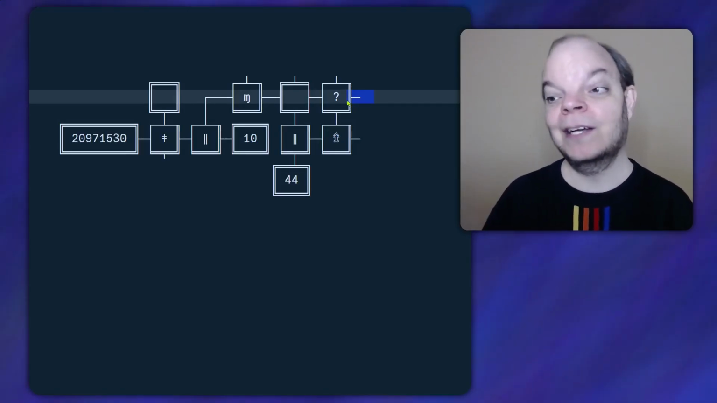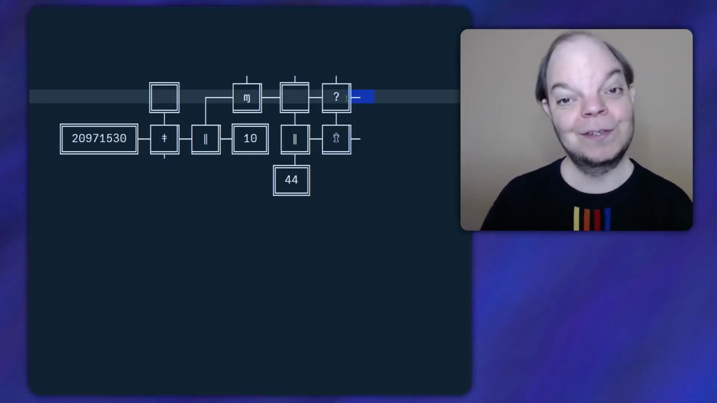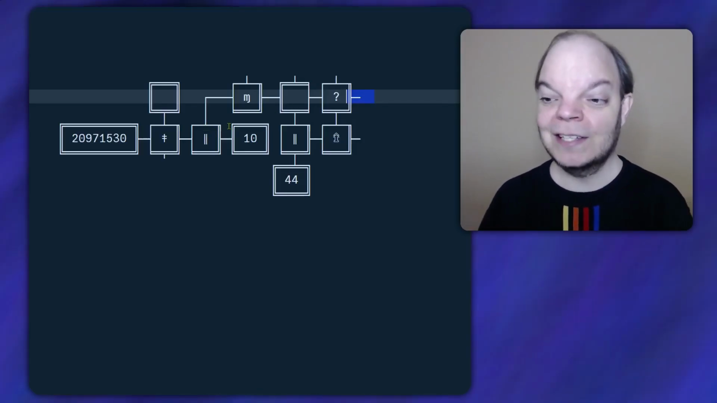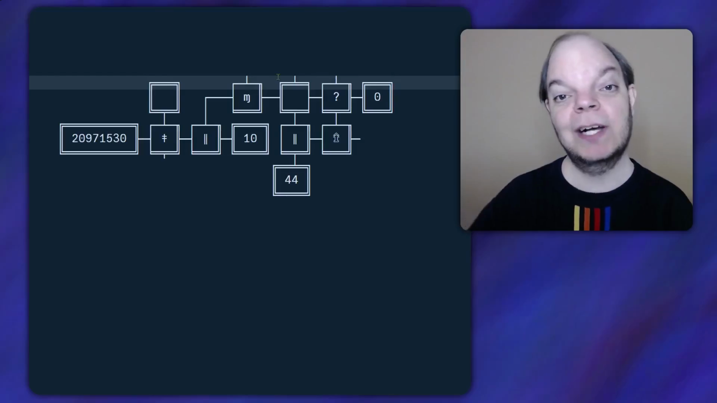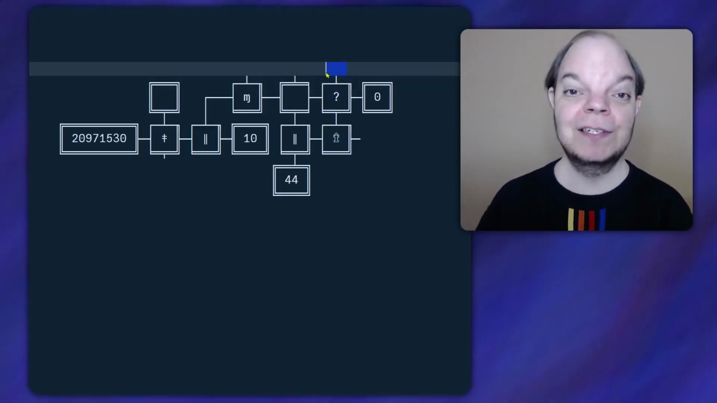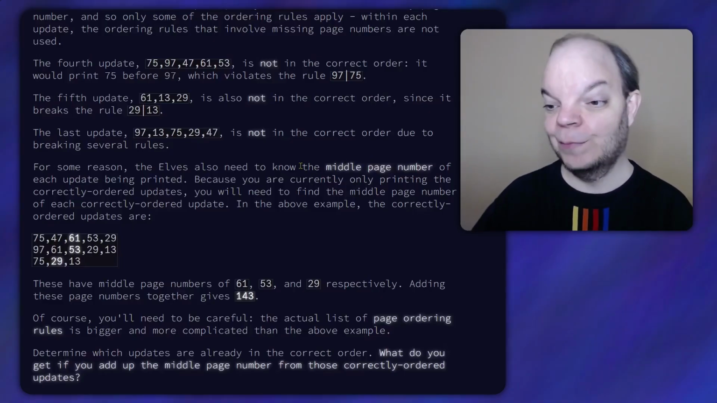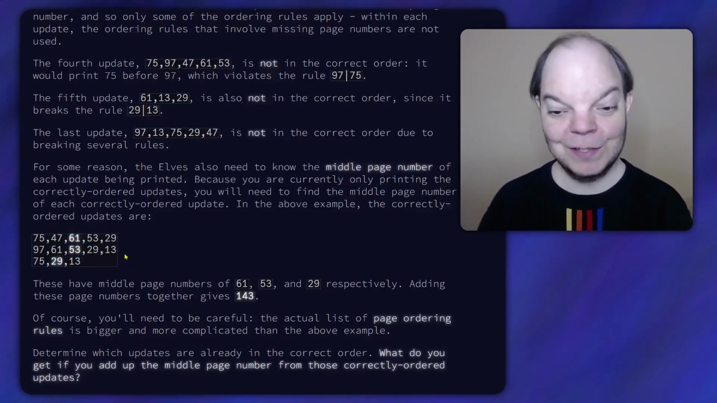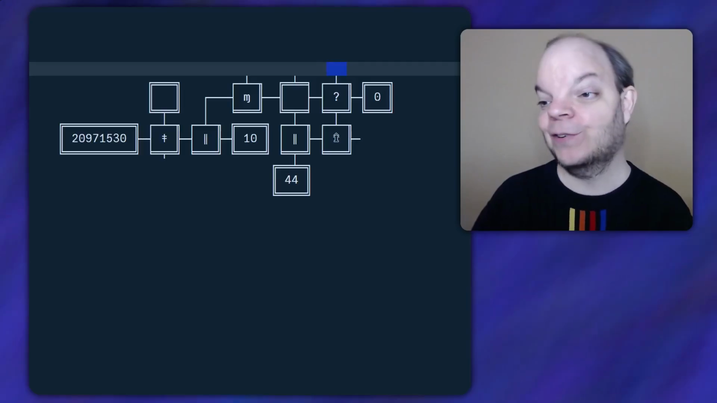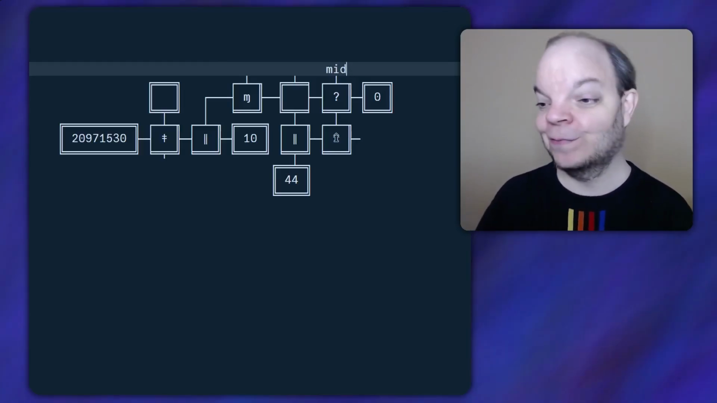Well, if it did match, then we want to ignore this particular batch, which means that it doesn't contribute to a sum, so we should probably return 0. Meanwhile, in the false branch, which is here, we need to find the middle page number. In other words, the number in the middle of the sequence as demonstrated here. So let me just call that mid so that I don't lose track of what I want here.